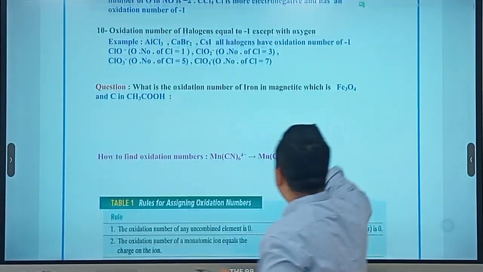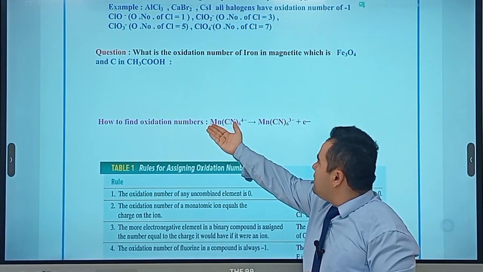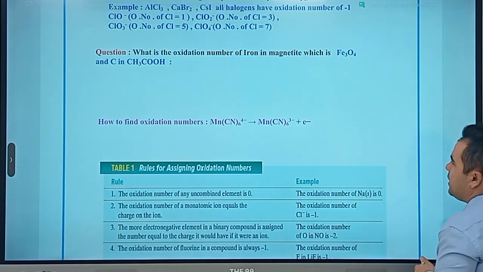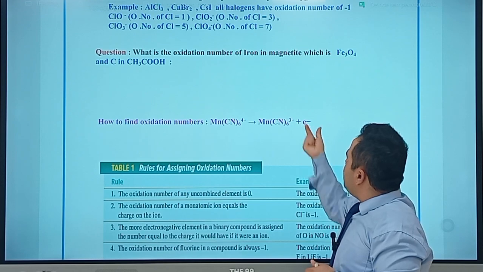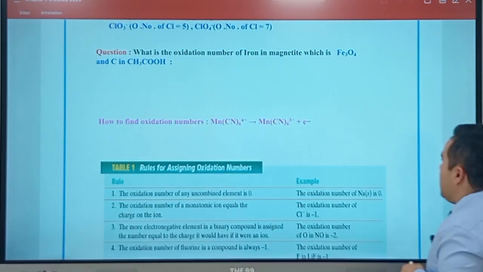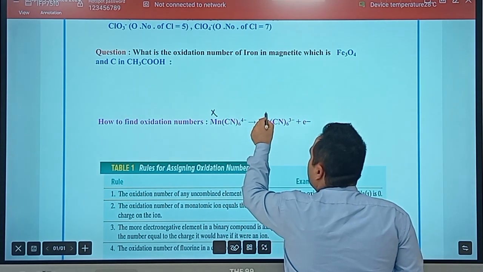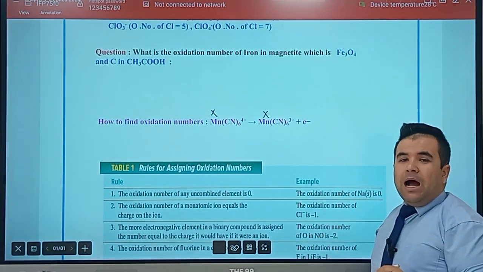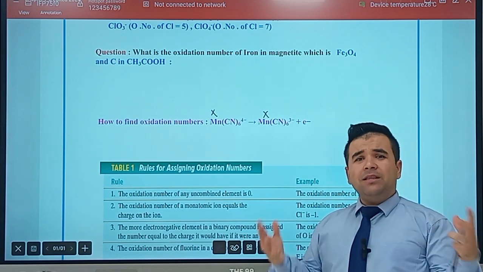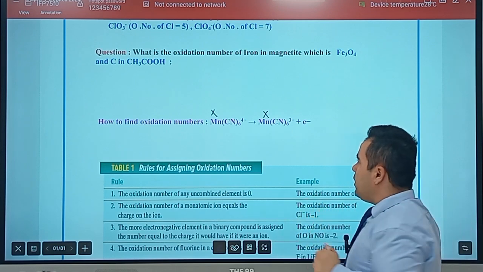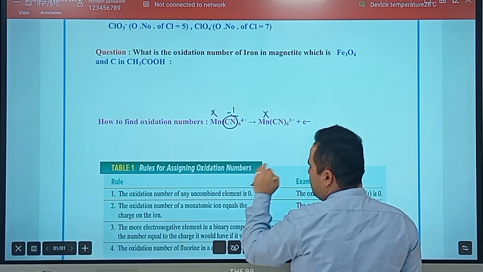We have another case which is in the chapter review, guys. How to find the oxidation number of manganese, in this case: Mn(CN)6 with charge -4, and Mn(CN)6 with charge -3, plus 1 electron. Guys, how to solve this? We let the Mn be unknown, as X, and refer back to the cyanide. CN is cyanide. Cyanide has an oxidation number of -1. It's a polyatomic ion.